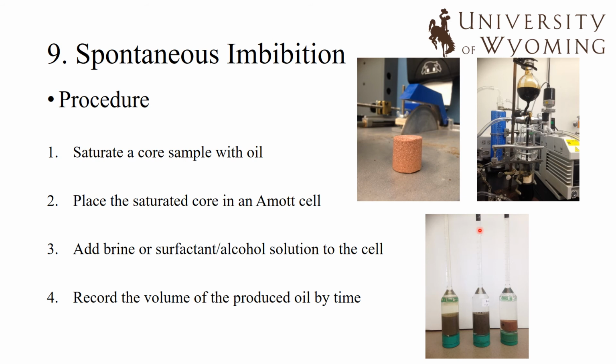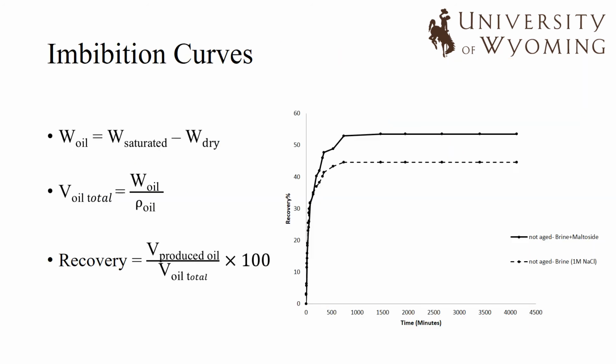And since crude oil is lighter, it will go to the top of the spontaneous imbibition cell. And we monitor this production with time, so we record it every 1 hour, every 2 hours, in order to keep track of the production of oil with this surfactant. So when done, we end up with a curve like this, which is a recovery percentage versus time.